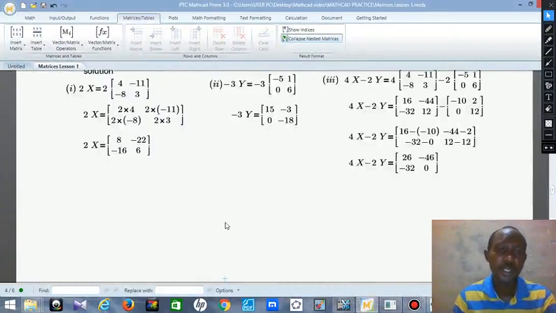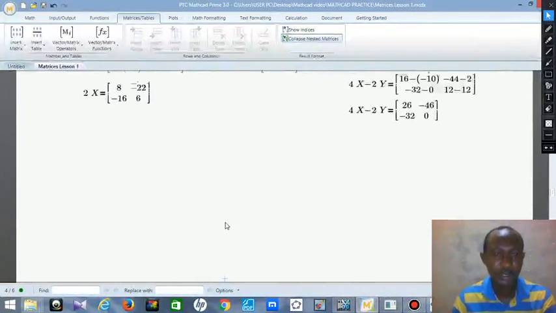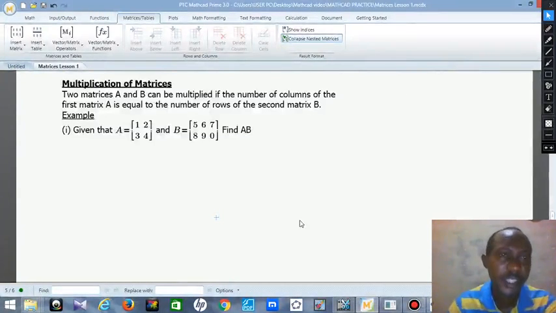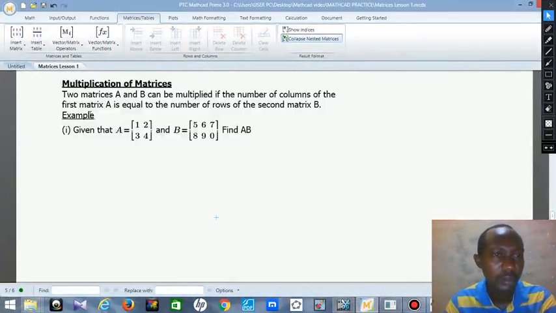Okay, let's go to multiplication of matrix before we go for today. Okay, now this is multiplication of matrices. So in multiplication of matrices, all you need to do in this case is check the condition, which is very, very important. We don't do corresponding elements in multiplication of matrix. In multiplication of matrix, you need to check this condition first.